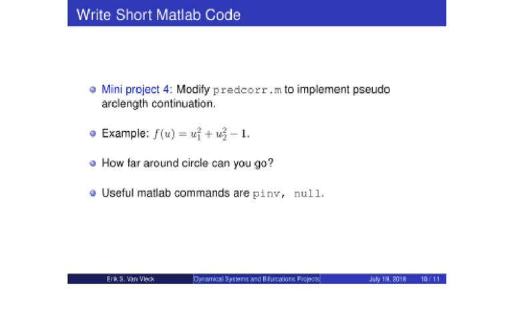We're going to change the way we calculate the tangent predictor using null. We're going to change the way we calculate the corrector by using Gauss-Newton instead of Newton, and we're going to use PINV. So these are the two commands that you want to employ, and again, this is basically just modifying the existing PredCore to do this.